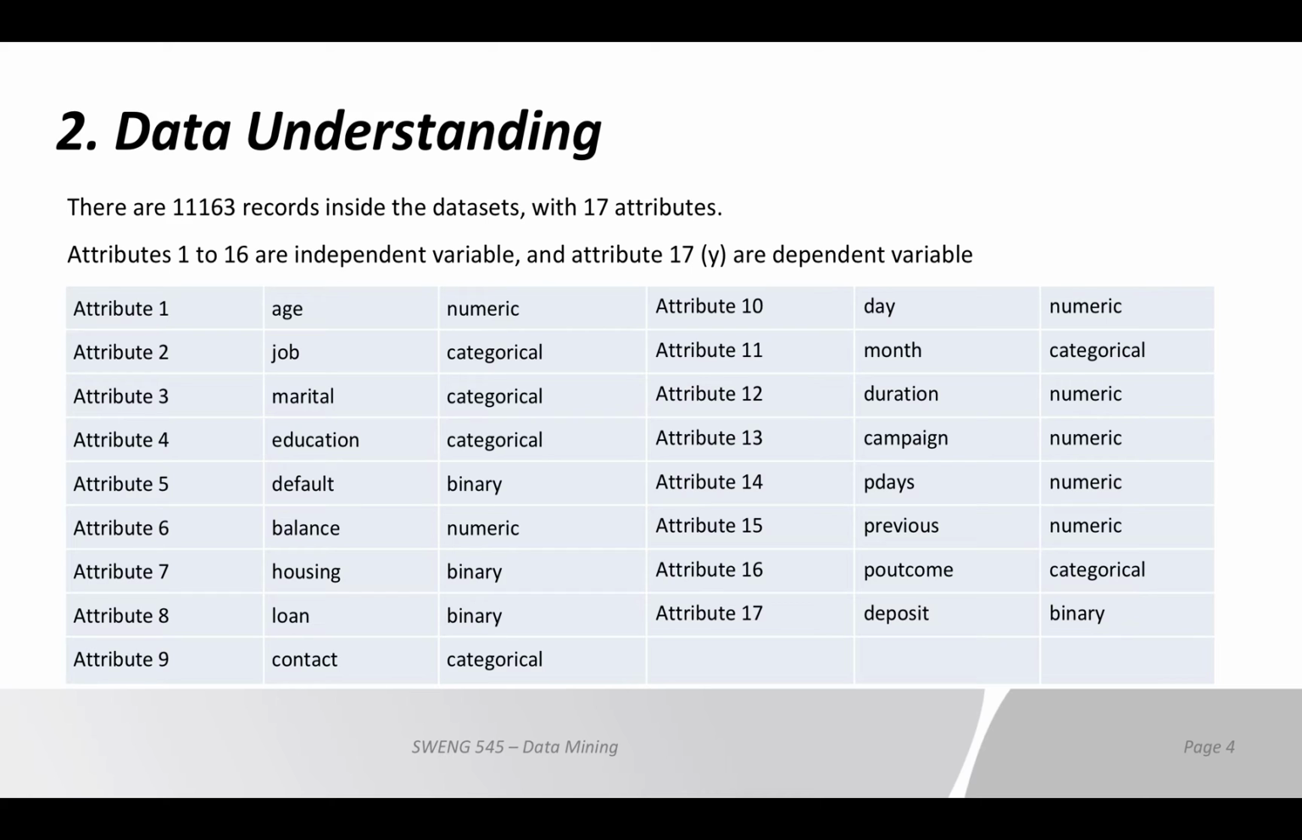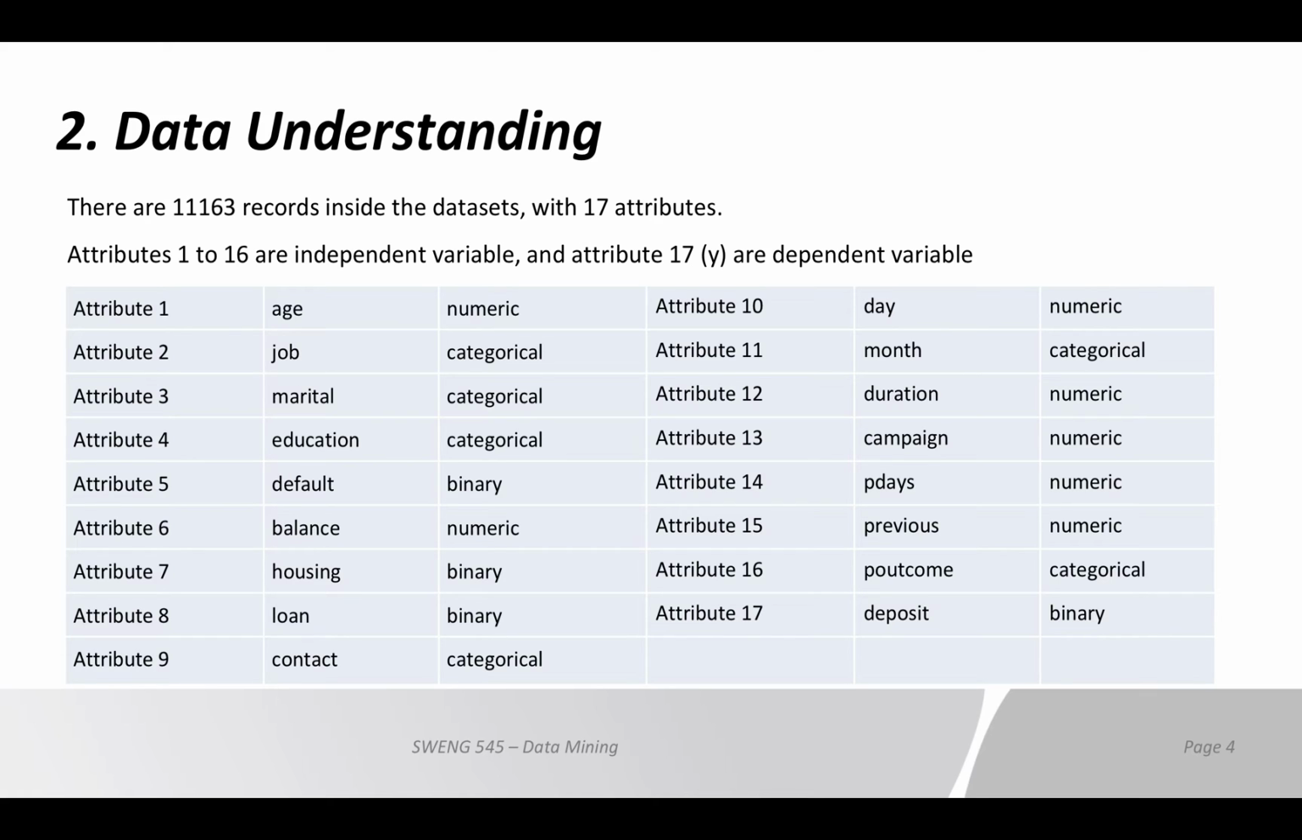The fifth attribute is default. It's a categorical attribute that describes if the customer already has credit in default or not. The categories include yes or no. The sixth attribute is balance. It's a numeric attribute in a range of minus 6,847 to 81,204 with a mean of 1,529. It describes the average yearly balance in euros.